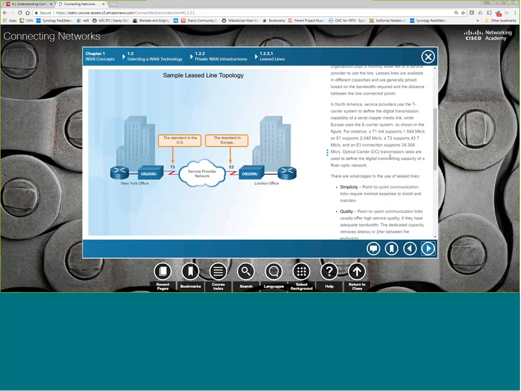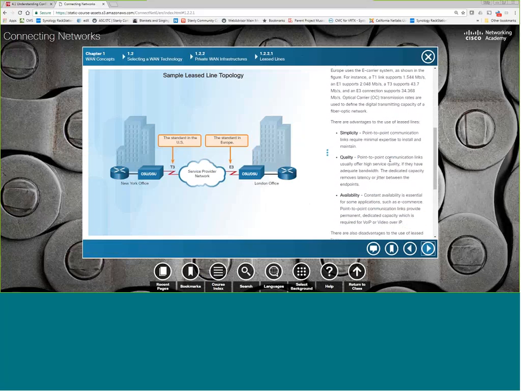Why would you do a leased line? One of the biggest reasons is simplicity, because it appears as a point-to-point link from one office to another office. The other is quality, and not just guaranteed quality, but also service level agreements. When you have a leased line, you have a service level agreement where if it goes down, you can call and really bark at somebody and get it fixed fairly quickly.